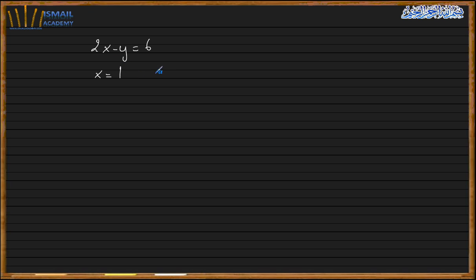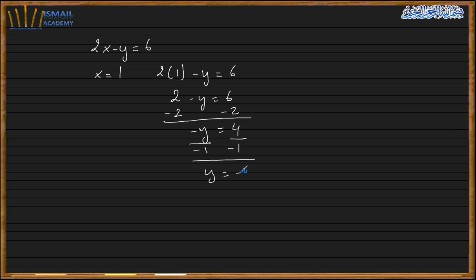So when I substitute 1 here, I get 2 times 1 minus y equals 6. Which means I have 2 minus y equals 6. Minus 2 both sides, minus y equals 4. Divided by minus 1, I get y equals minus 4. So my second point will be (1, -4).